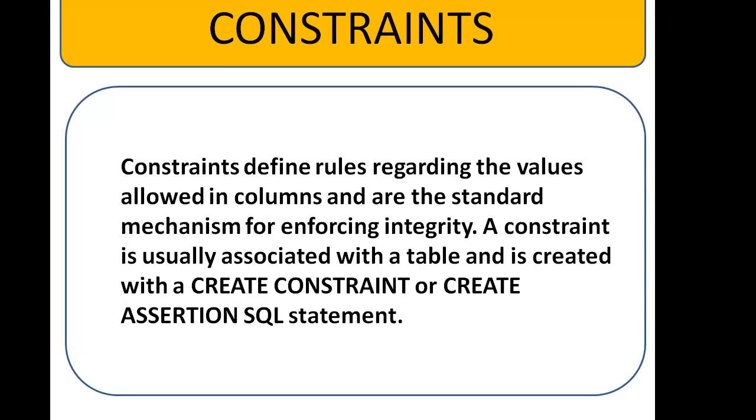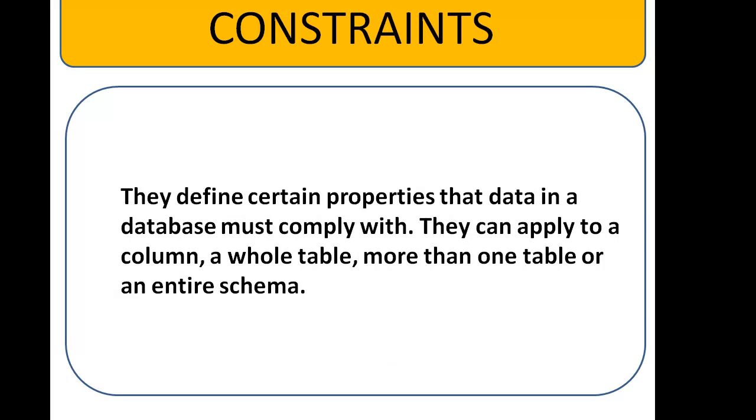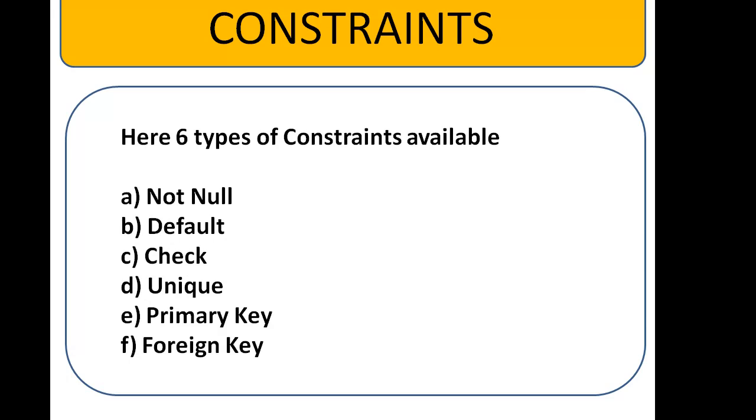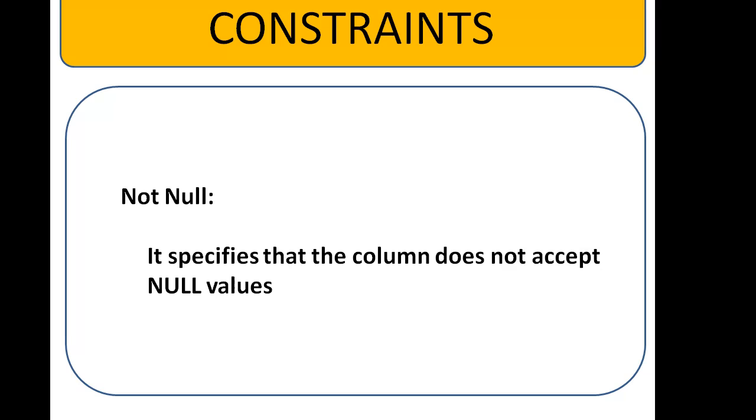to a table or column. They define certain properties that data in a database must comply with. They can apply to a column or a whole table, more than one table, or an entire schema. Basically there are 6 types of constraints available in SQL Server. First one is not null, second one is default, then check constraints and unique constraints, and last are primary key and foreign key constraints.